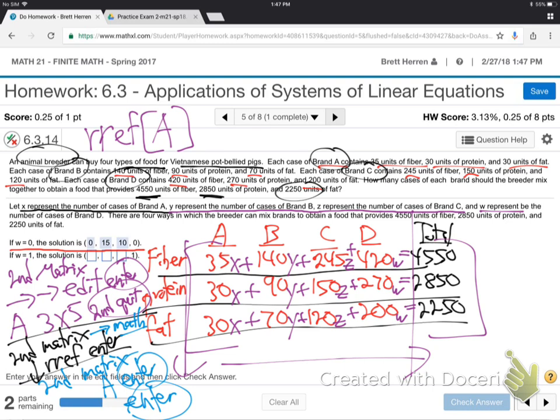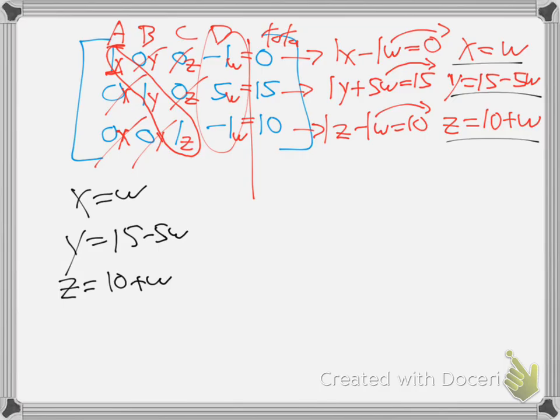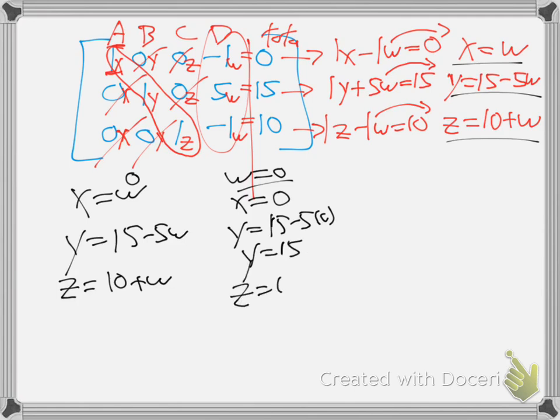Well, okay, give me one real life answer then. Infinite? Well, what does infinite do? I need something I can do. If I'm the breeder, give me an answer here. Okay. Well, let W be 0, and you'll get one answer. Coming back over here, if W is 0, then what is X? Well, it's just 0. What is Y? 15 minus 5 times 0. In other words, Y is 15. What is Z? 10 plus 0. In other words, Z is 10.